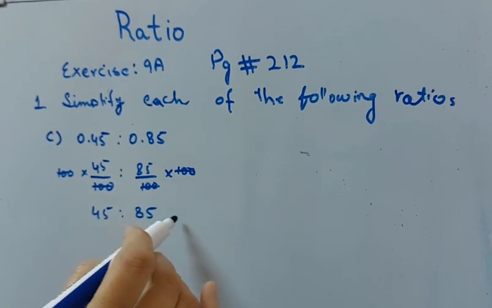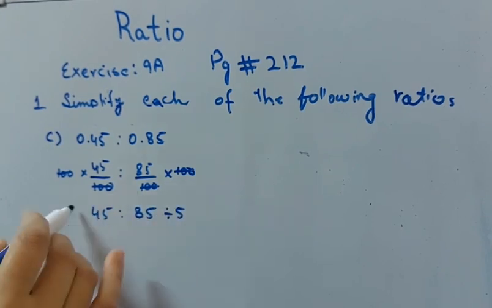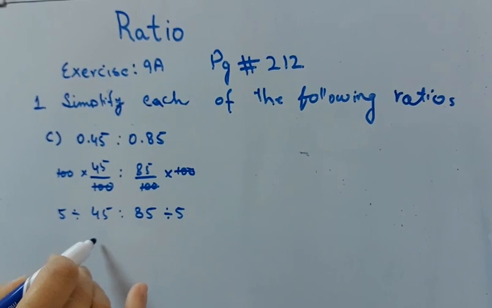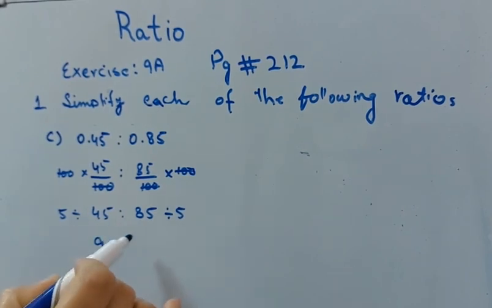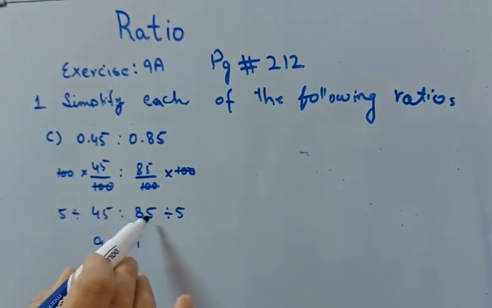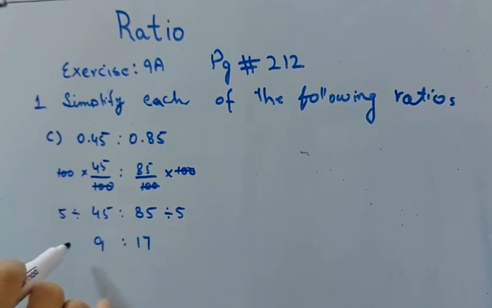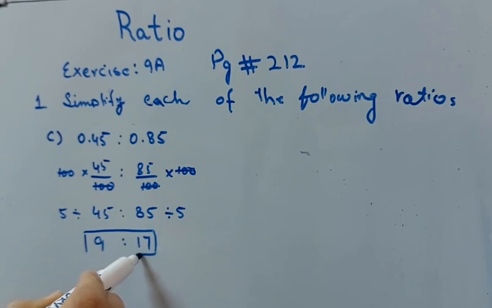45:85. Now both are divisible by 5. So we will divide. It will become 9, and then what? 5 ones are 5, and then 5 sevens are 35. Now 9 and 17 won't come in any table together.